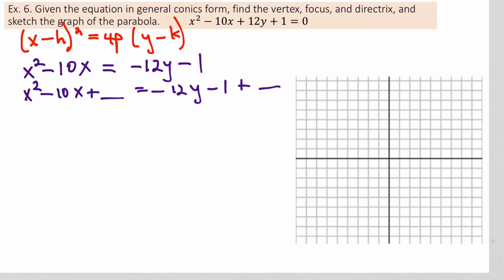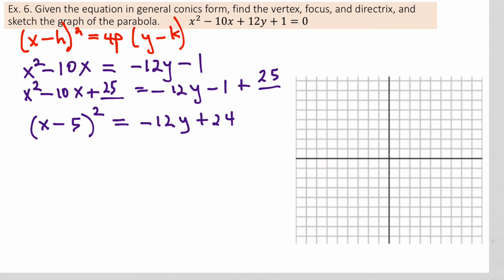So to complete the square, I take my 10 divided by 2, which is 5, and square it. So that gives me 25, which I'm going to put on both sides. All right, so now if I write my perfect square trinomial, which I created in factored form, I'll have x minus 5 squared. All right, and then on the other side, I'll have negative 12y plus 24. Negative 1 plus 25 is 24.